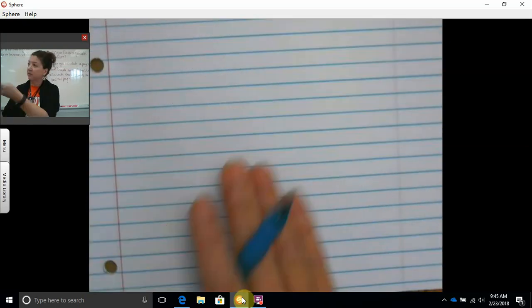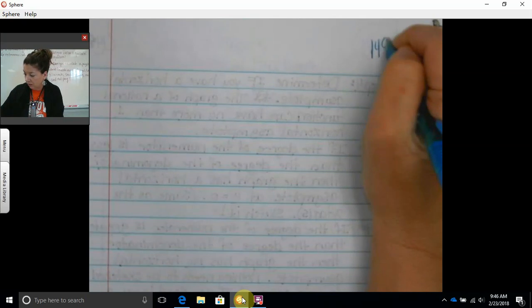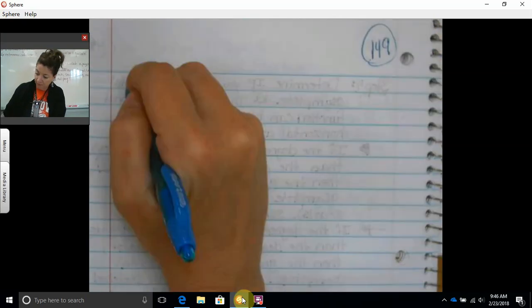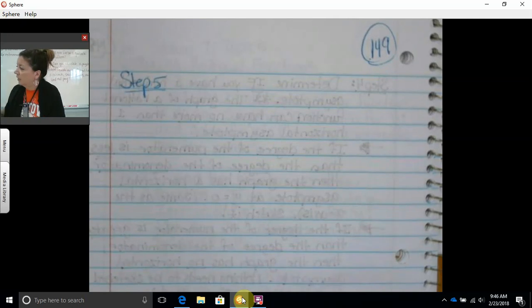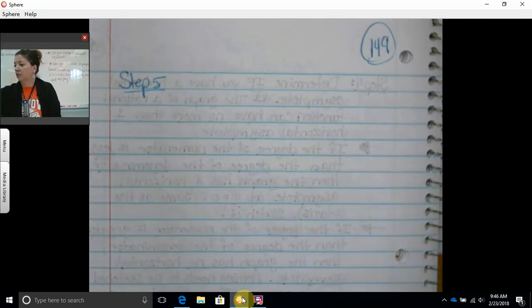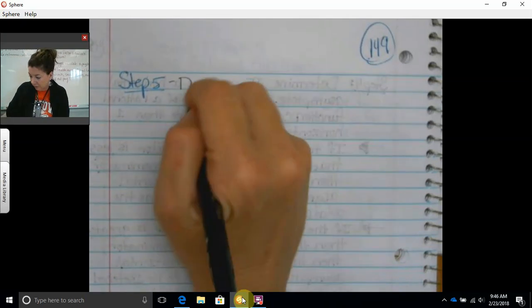Alright, 149. This is step 5. So this was that other kind of asymptote I was talking about. The slant one, also called oblique. Does that color show up okay? Okay, determine if you have an oblique slant asymptote.